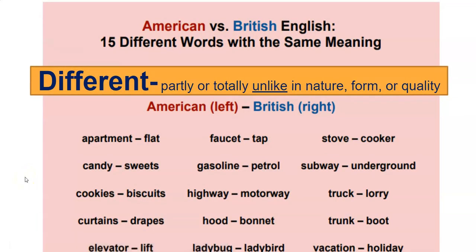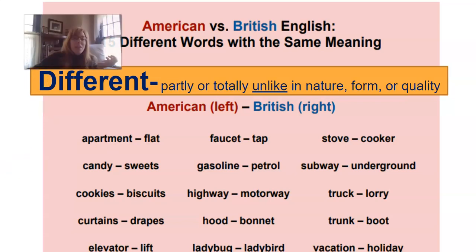All right, this is kind of cool. So for different, I thought I would find some things that have different words but same meaning. Okay, so this is the American versus the British language. So we have 15 different words with the same meaning. All right, so different means partly or totally unlike in nature, form, or quality. So we're going to look at 2 words that mean the same thing but are totally different words. Okay, we have the American word and we have the British word, which is kind of cool.